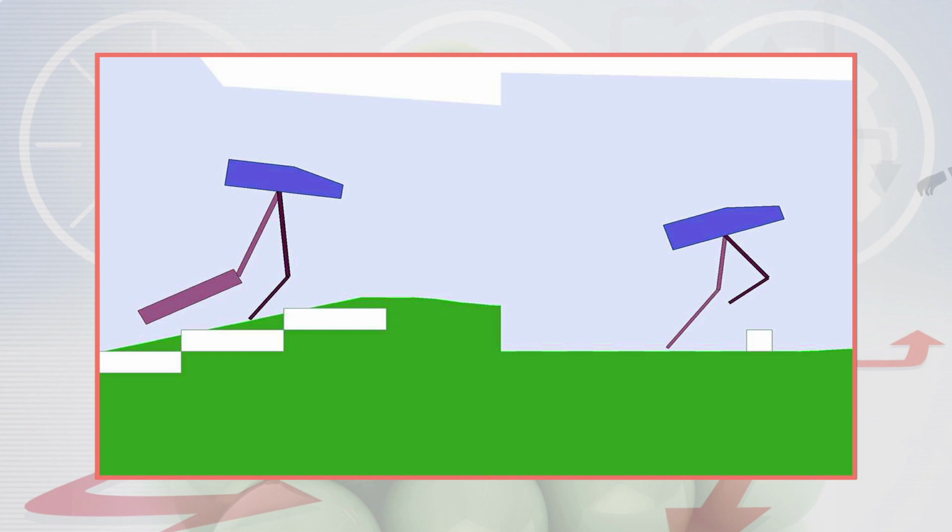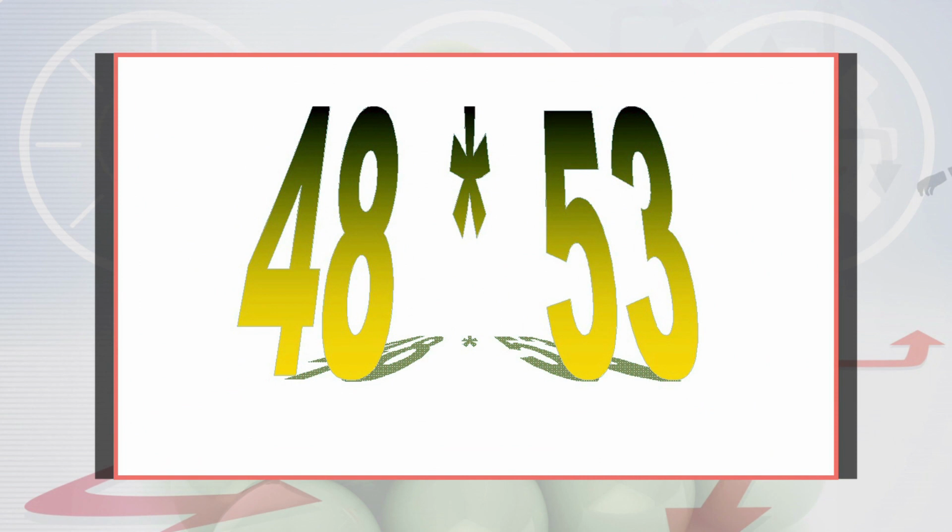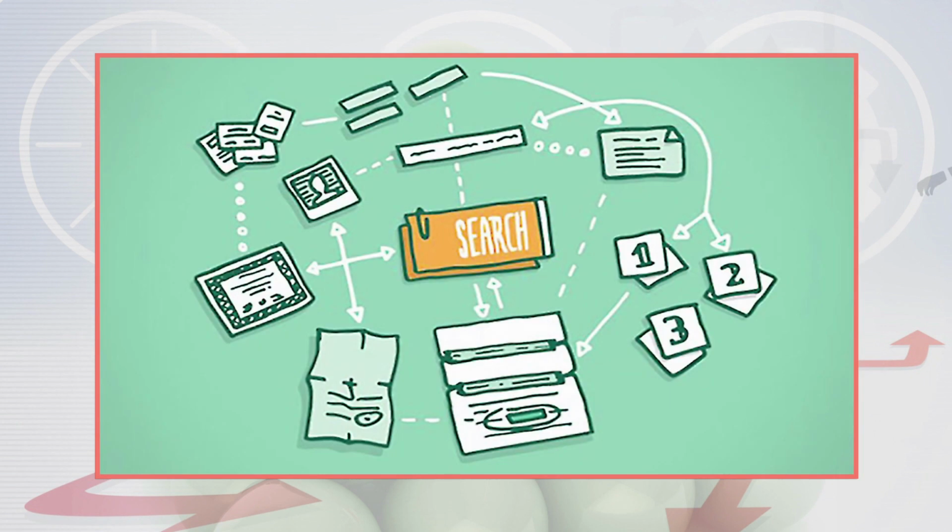For example, multiplying 48 by 53 is not strictly speaking a problem because the solution involves using a learned procedure or algorithm. We know what we have to do to get the solution. It is only when we don't have a ready response or have to take some mediating action to attain a goal that we have a problem.